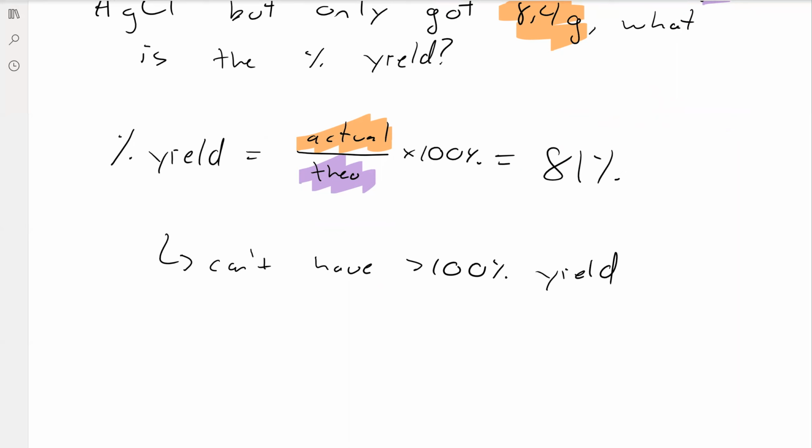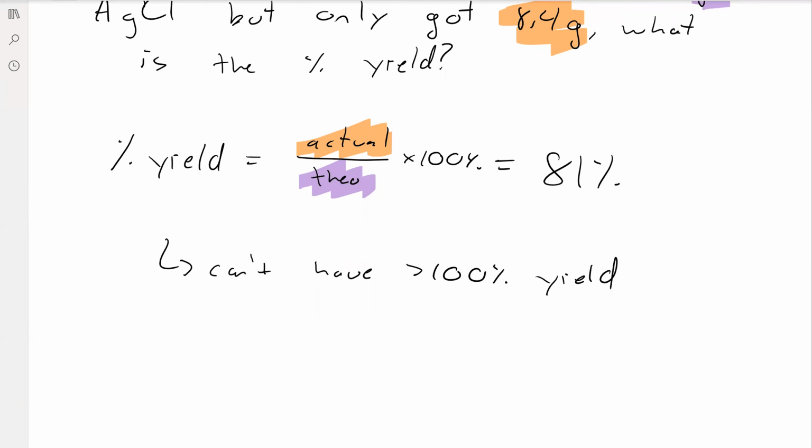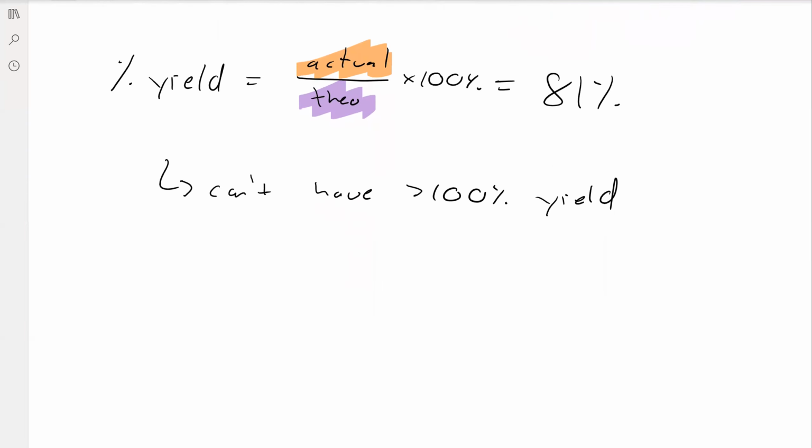So anytime you see over 100% yield, either you did the calculations incorrectly or you did some of the chemistry incorrectly. The most common cause of having over 100% yield is that there's still solvent or water in your compound. So let's say you make silver chloride, but you don't fully dry it. So it's got a bunch of water weight there, and then you might get over your theoretical yield. But you're not actually getting over 100% yield. You're just not doing it correctly.